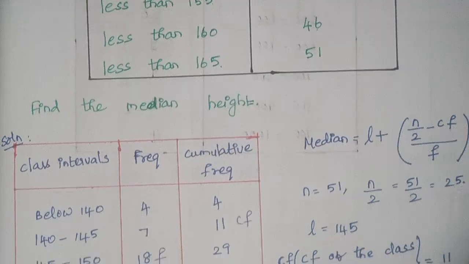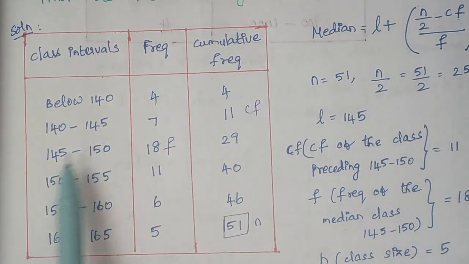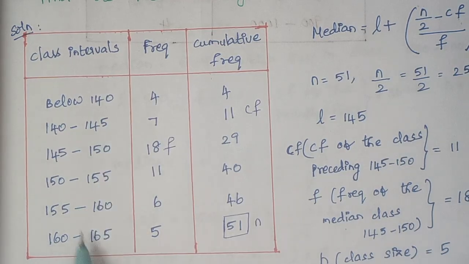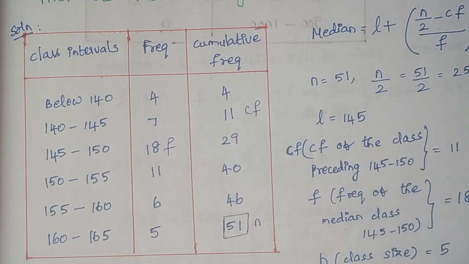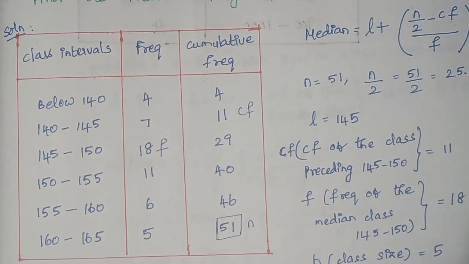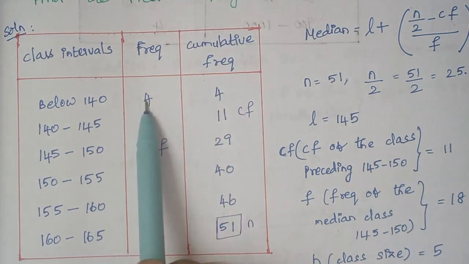Now just frame the intervals here: below 140, next is 140 to 145, 145 to 150, and it goes on. The given parameters are cumulative frequencies, so now I am going to calculate the frequency. How to calculate the frequency? You just write down the first number as such, 4.